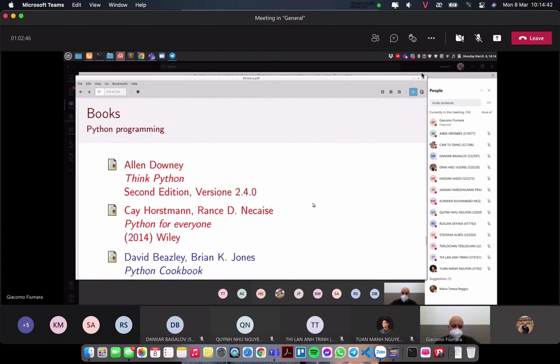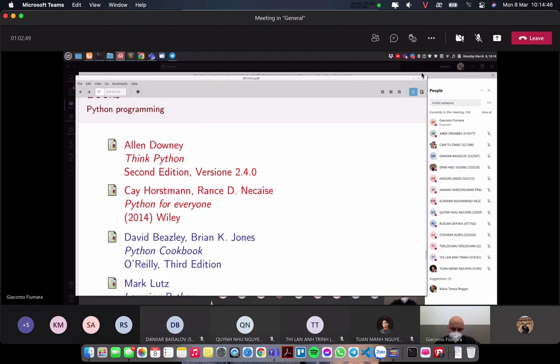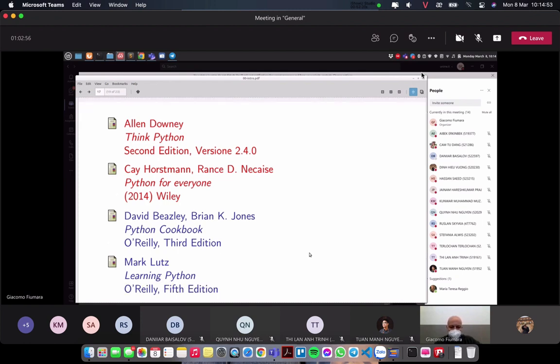Okay, and this is for books. In red, the fundamental books, whereas the blue ones are less fundamental, they are suggested, very useful, but not fundamental. First of all, Allen Downey, Think Python, second version 2.4.0, this is the one I found. This is freely available. The publisher is Green Tea Press, and it's freely downloadable. You can freely download it from the web.